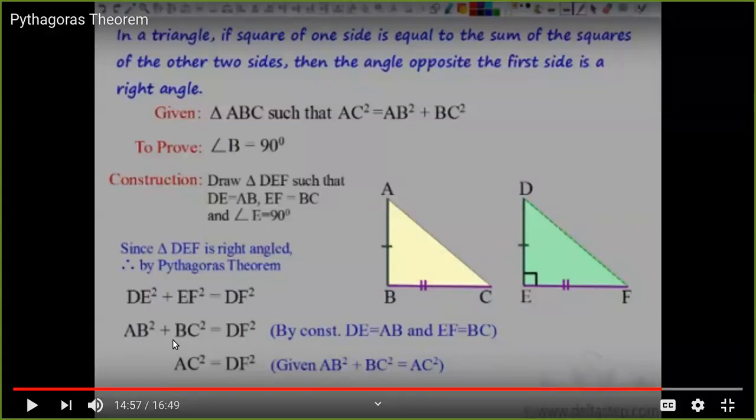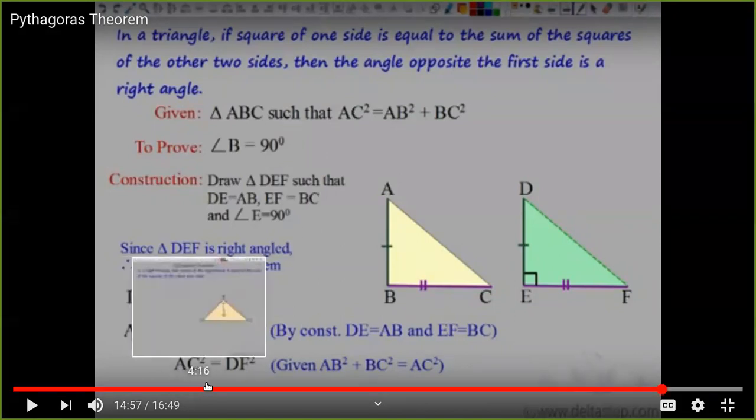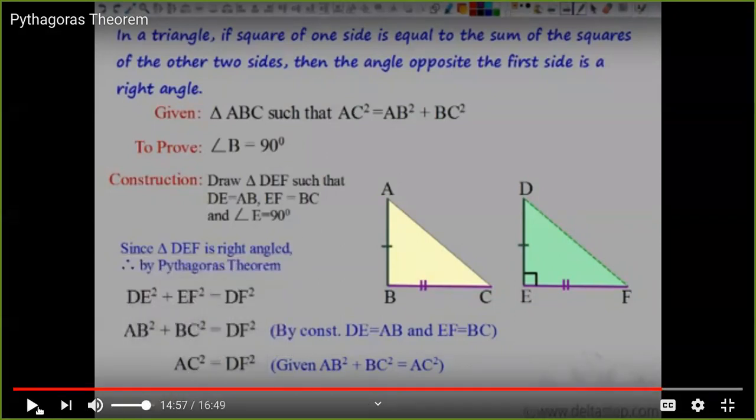Okay, now compare this equation, AB square plus BC square is equal to DF square. Already what is given to me is AB square plus BC square is AC square. So you see the AB square plus BC square and the AB square plus BC square, those two are the same. That means your DF square automatically becomes equal to AC square. Or in other words, you can say your AC has become equal to DF. That's what the argument is.